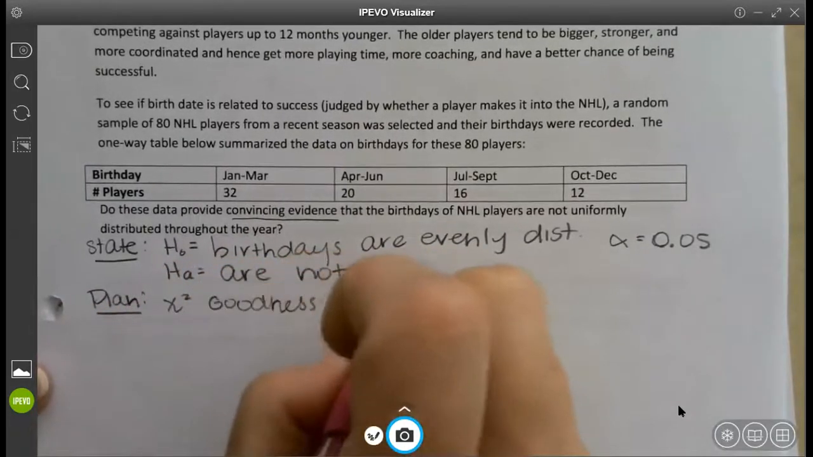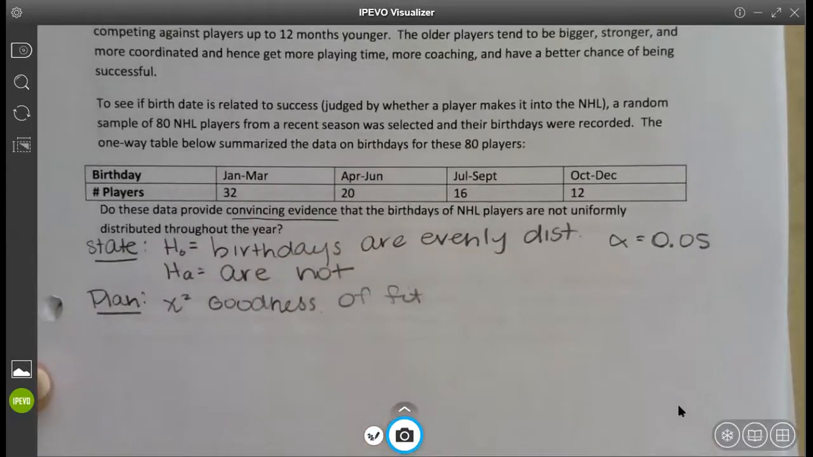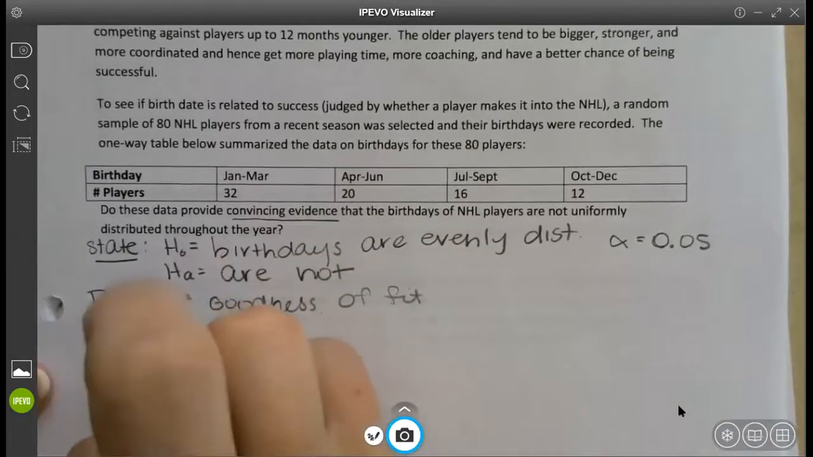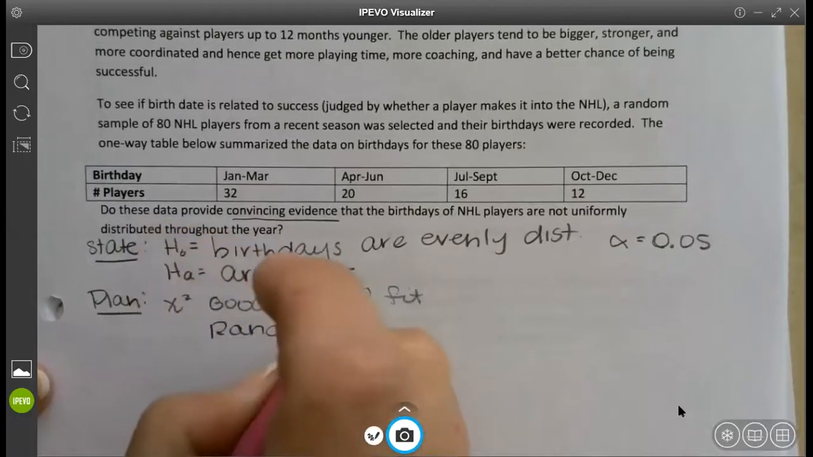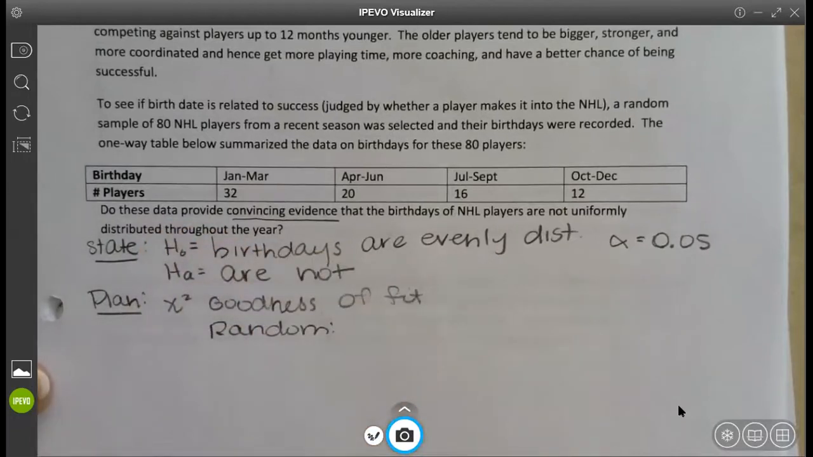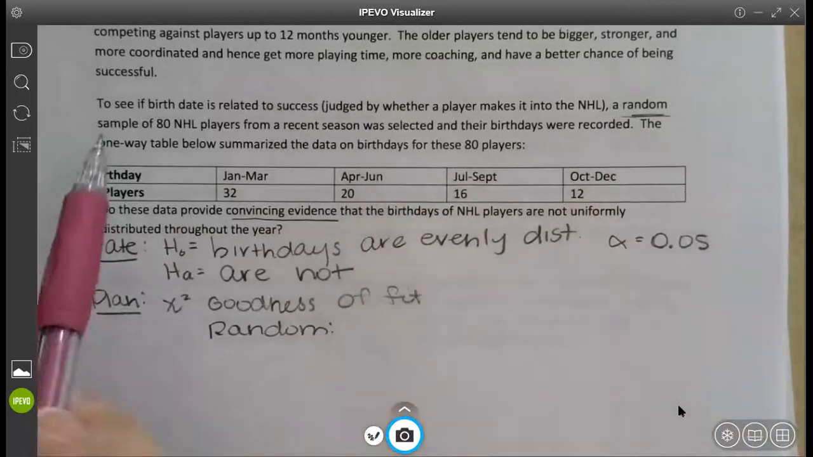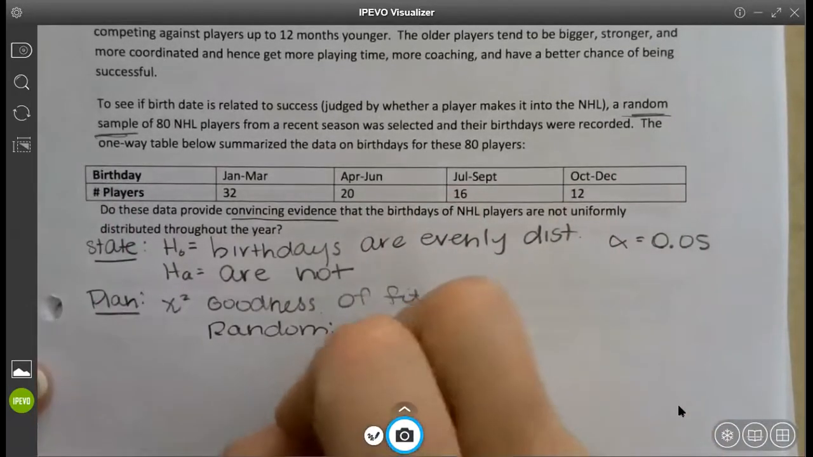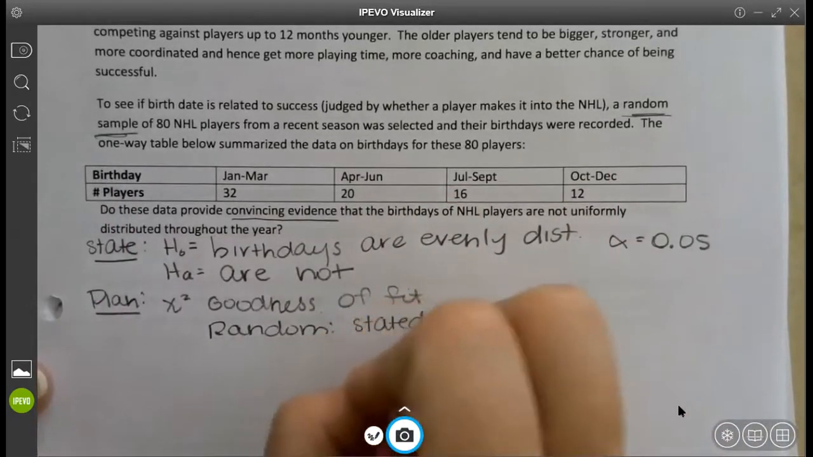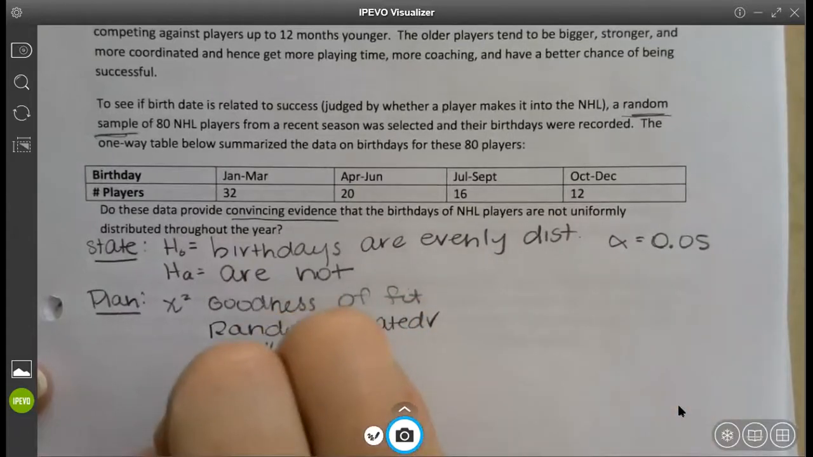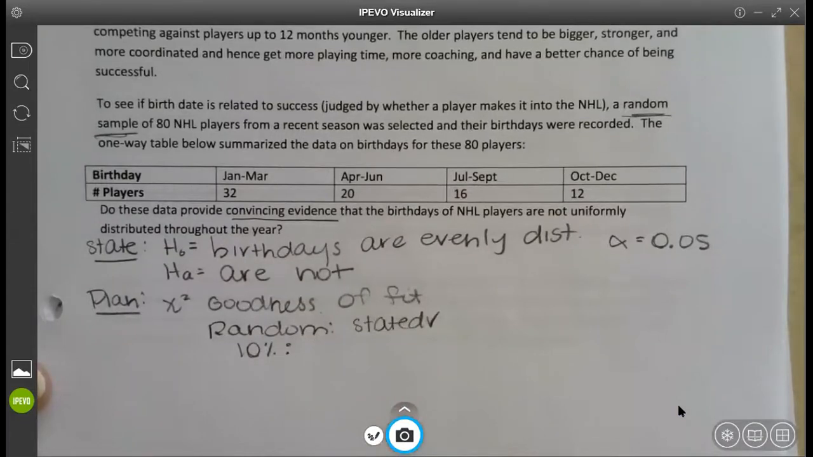We're doing a chi-square goodness of fit test. If all the conditions are met, our first condition is random. Was it random? Yes or no? Yes. What would I do?